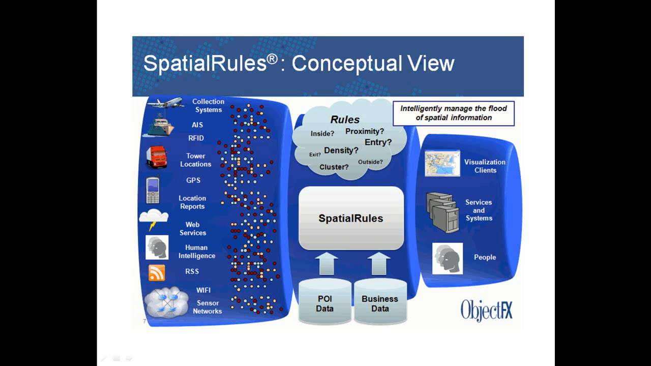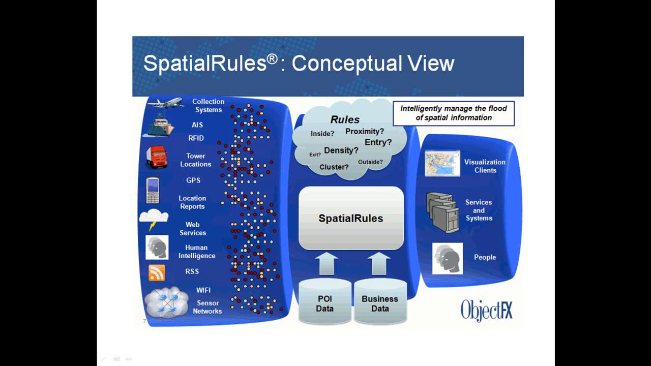Spatial Rules offers many benefits. With a focus on efficiency and speed, it can monitor large volumes of data in real time as it is collected and produce immediate results. Over 10,000 objects can be analyzed in less than 1 second.